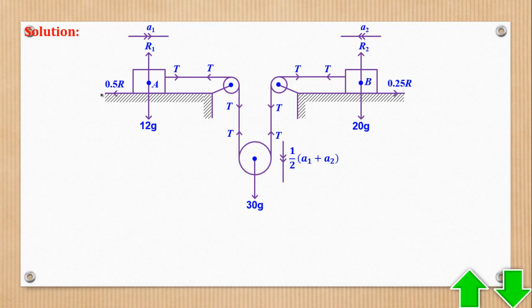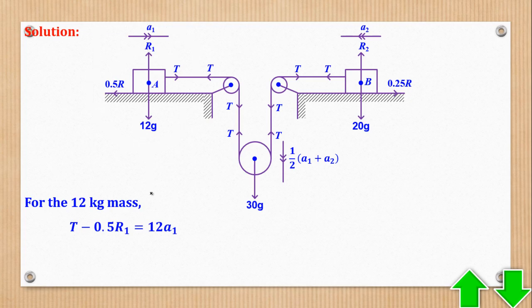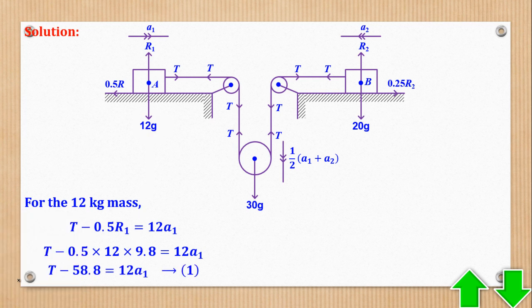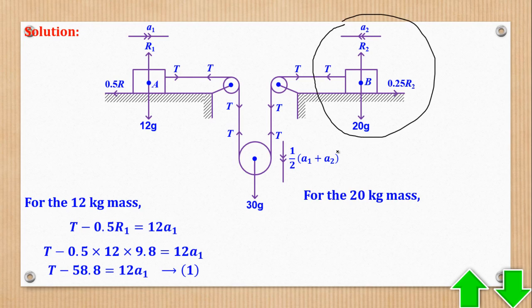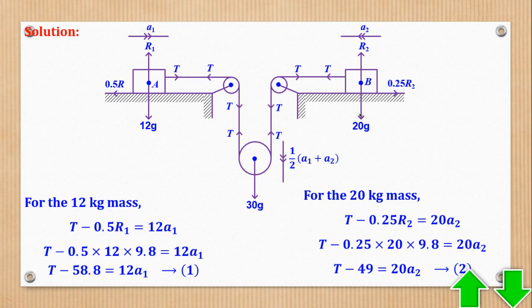Then now we can generate the equations, F equals ma. For the 12 kilogram mass, I'm interested in these forces alone. So it will be T minus 0.5 R1 equals 12A. Substitute for R1, which is 12G, to get equation 1. Then equation 2 you get from the 20 kilogram mass, where we say T minus 0.25 R2 is equal to 20A. Substitute for R2, which is 20G, and get equation 2.